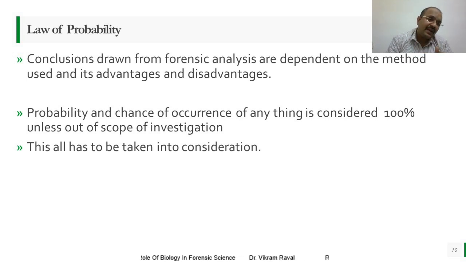And if I am finding a dead body at a particular site, how am I going to believe that the crime scene is the same site at which the body is placed? Chances are that the murder or anything might have happened at some other place, and the body was later thrown at some other place. It might be transported from one place to another. So probability and chance of occurrence cannot be ruled out unless and until it falls in the investigation screen.